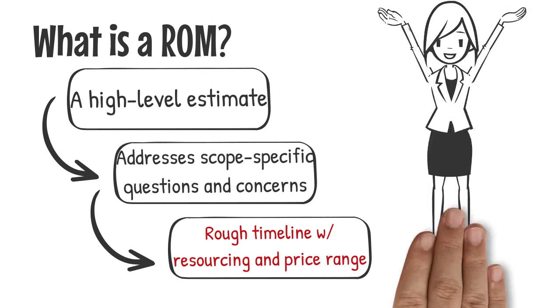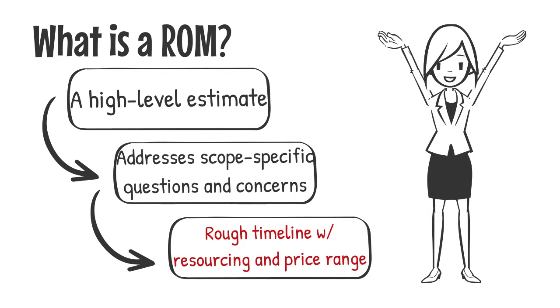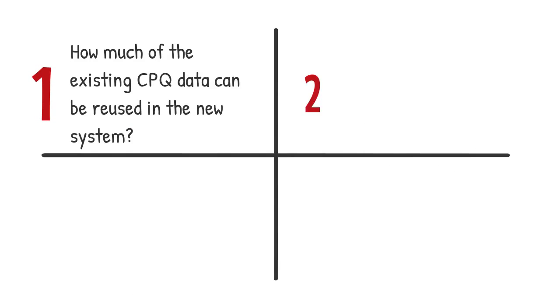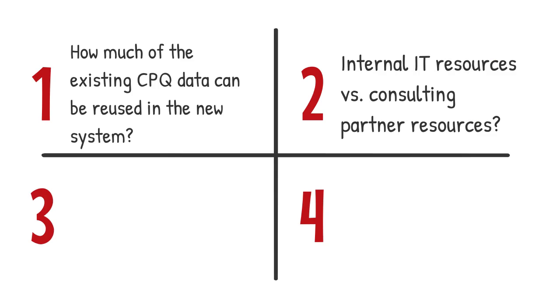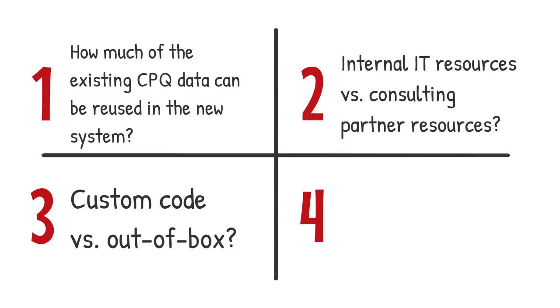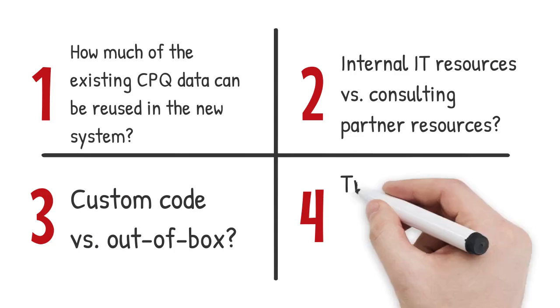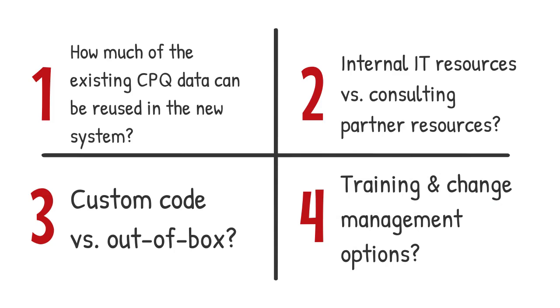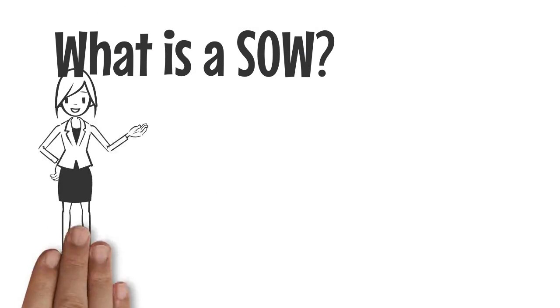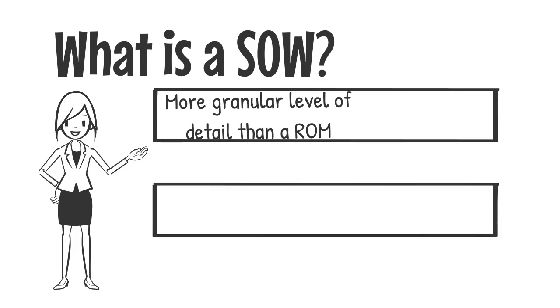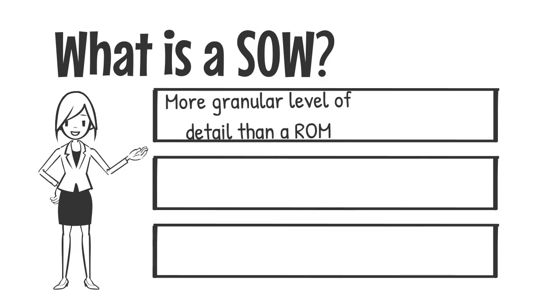A rough order of magnitude is treated as a high-level estimate. You might ask a consultant to evaluate any number of criteria, such as how much of the existing CPQ data can be reused in the new one, or how much of a given deliverable can be completed by internal IT resources versus consulting partner resources. You might also ask, for a use case or set of use cases, how much work would require custom code versus out-of-the-box customization.